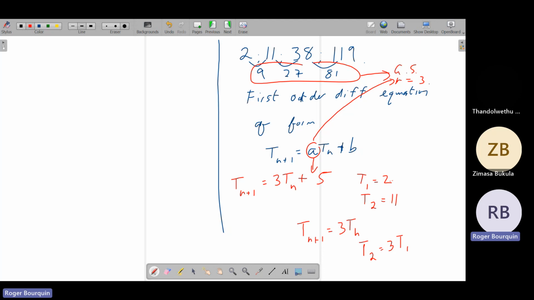Check. If I put 11 into this formula, what should come out? 38. Does it? Yeah. 3 times 11 is 33 plus 5 is 38. Someone check for me. If I put in 38, I should get 119. 38 times 3 plus 5. Yeah, you do. Okay. All right.